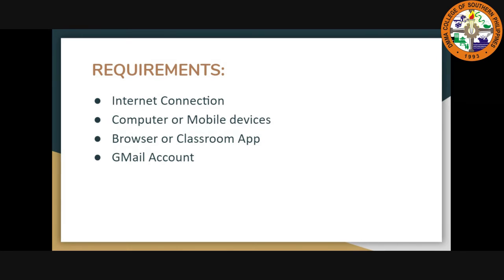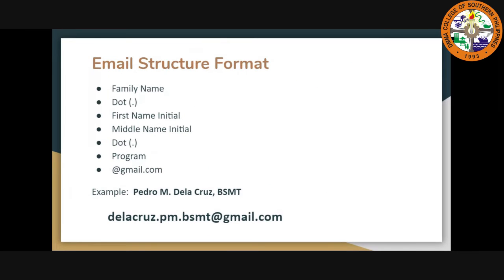Lastly, Gmail account. Students need to have a new Gmail account to access the DCSP Google Classroom. A standard email format must be followed when creating an account. These are the components of the new Gmail format. Family name, followed by a dot, then first name initial, then middle name initial, followed by a dot again, then the program you are enrolled in, followed by gmail.com.